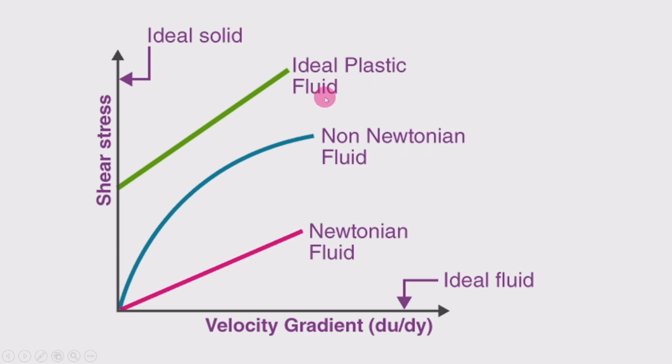And the ideal plastic fluid is taken beyond the yield value, where the shear stress is proportional to the velocity gradient. Up to this point, it behaves like a solid only, and later the shear stress is proportional to the velocity gradient, beyond the yield value. That is called an ideal plastic fluid, and this is the ideal solid. This is about the different types of fluids, which we are going to consider for the explanation of the further fluid mechanics subject.